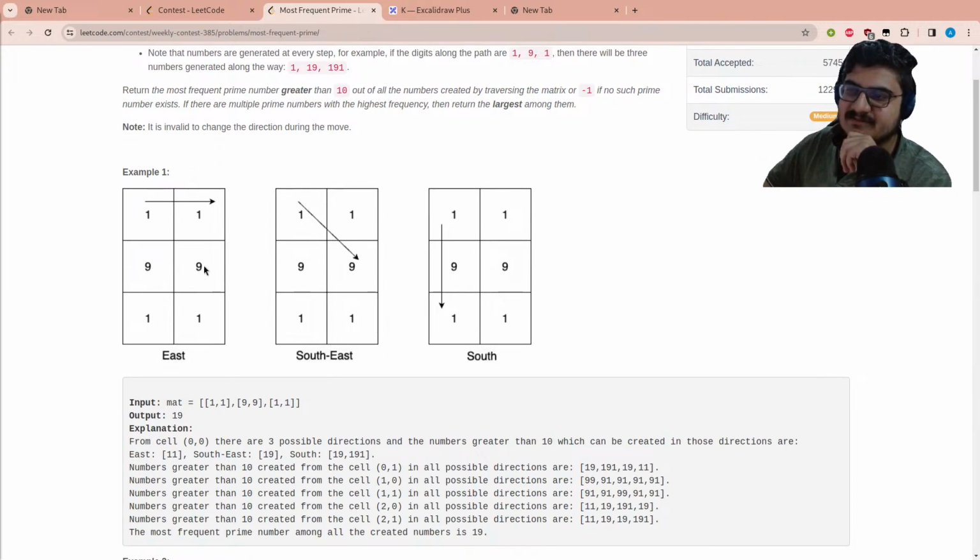So for example, if this is the matrix and we start traversing from east in this direction, we will get two numbers, 1 and then 11. If we traverse southeast, then one number we will get is 1 and the other number is 19. And if we traverse south, then this would be our path: 119, 191.